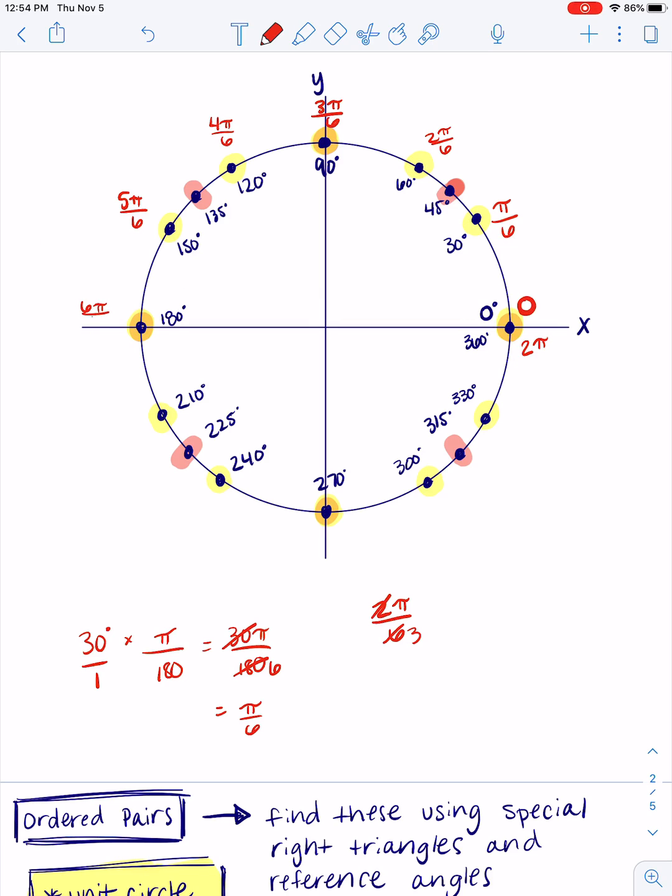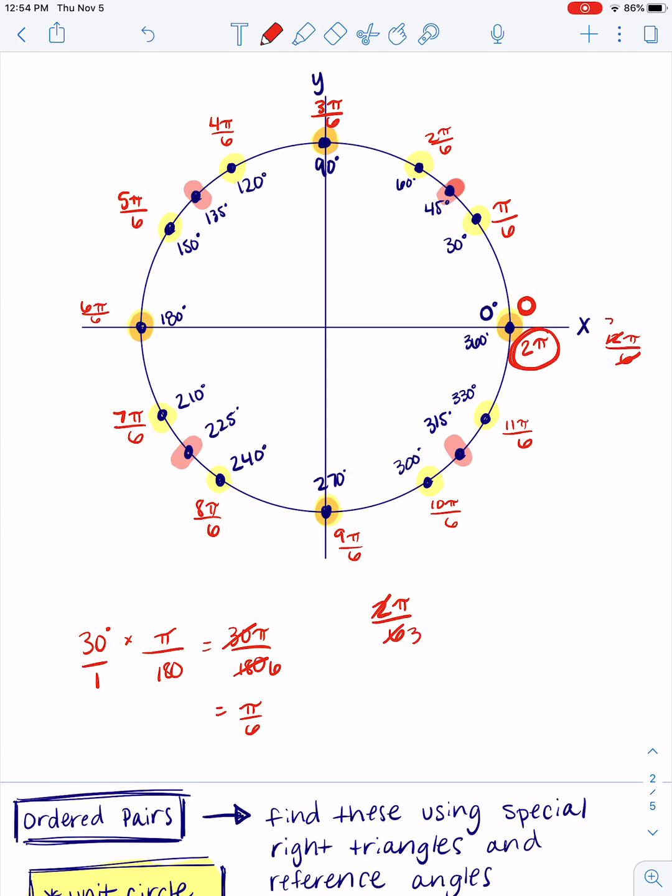6 pi over 6. The next one would be 7 pi over 6. And then 8 pi over 6. 9 pi over 6. 10 pi over 6. 11 pi over 6. And then this last one, technically, I'm going to write it off to the side here, 12 pi over 6. We already said would be 2 pi. So 12 pi over 6, that does reduce to 2 pi.